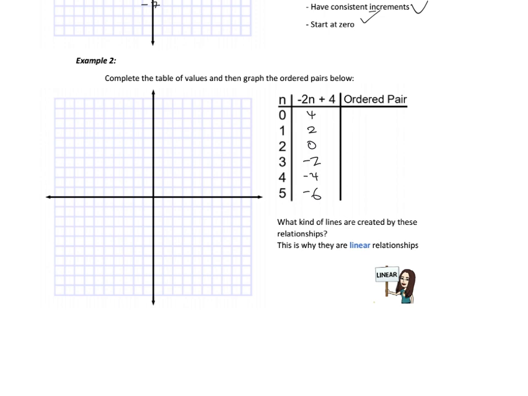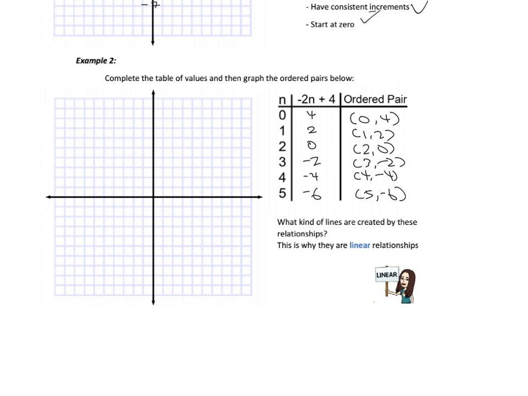All right, so these should be the values of the output table that you got. And your ordered pair then becomes 0 and 4, 1 and 2, 2 and 0, 3 and negative 2, 4 and negative 4, and 5 and negative 6. All right, we're going to now graph these.